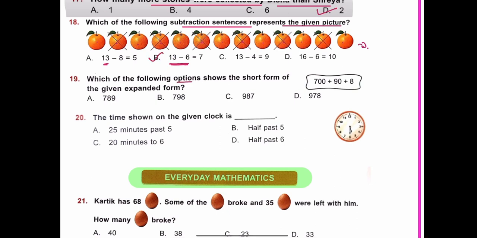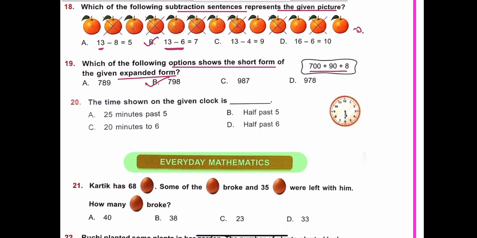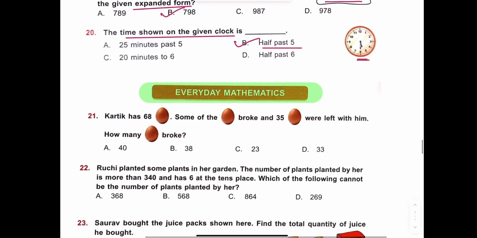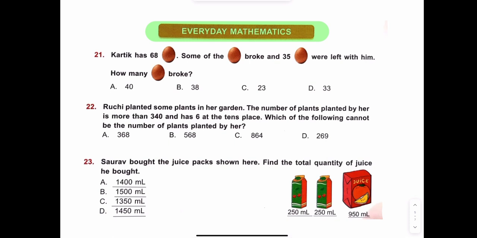Question 19. Which of the following options shows the short form of the given expanded form? So it is 700 plus 90 plus 8. It means it is 798. Question 20. The time shown on the given clock is, so this is the time shown in the clock, 5:30, and we can also say it like this, 5:30.